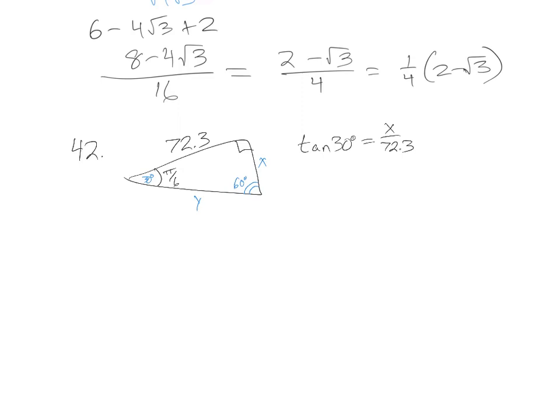So multiply both sides by the 72.3, and x is equal to 1.3279, or I guess 1. Okay? So you solved x. How do we solve for y? Using the 30 degree corner.